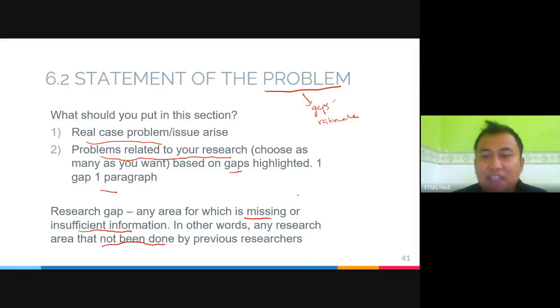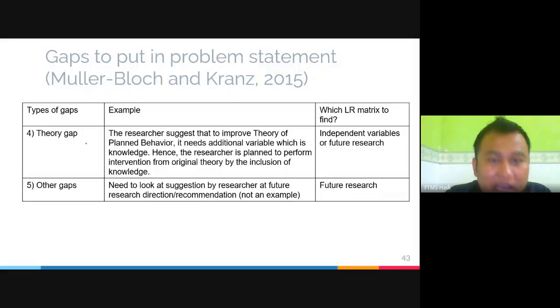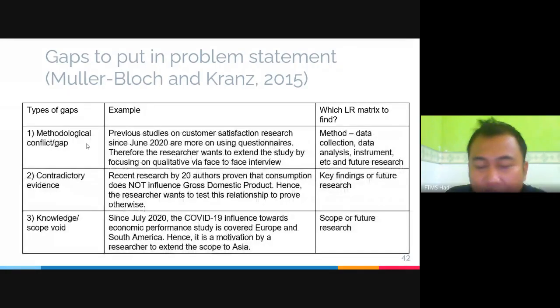Okay, I'll give an example. Hopefully you can see the gaps. According to Muller-Bloch and Kranz 2015, they suggested there are five gaps, but it is up to you. You can have only one gap, or two, three, four, five. Later on, in chapter 5, let's say you identify two or three gaps. In the conclusion, you need to fill up all those three gaps. You need to answer that.